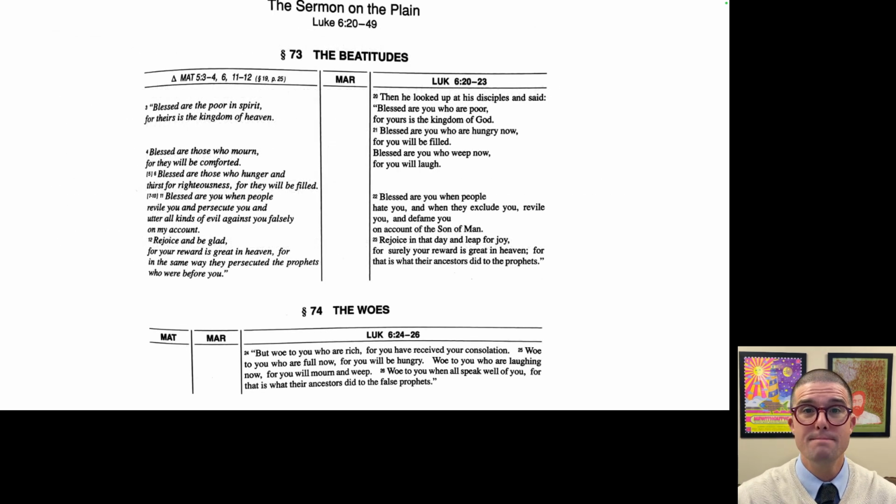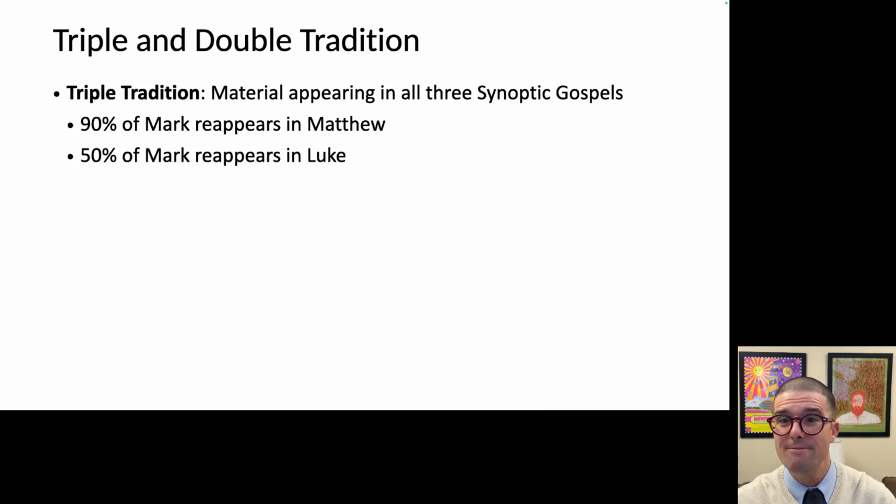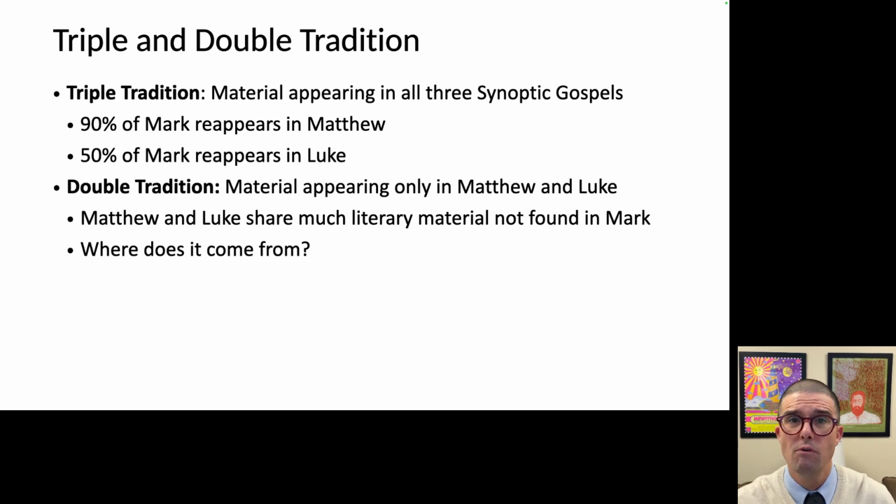But there are many passages that Matthew and Luke share in common with one another, but there's not the center term of Mark. That is, Matthew and Luke share material that's absent from Mark. It looks like this in a gospel parallels book. This is what we call the double tradition, and it makes up a significant portion of Matthew and of Luke, respectively. But where does it come from? We'll get back to that question when we get to number 2 on our list.